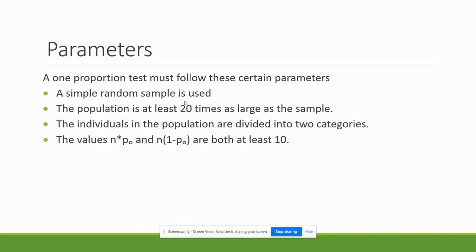So the conditions for a 1 proportion test: you've got to use a simple random sample. The population is at least 20 times as large as the sample. Individuals in the population are divided into 2 categories, and the values of n times P0 and n times 1 minus P0 are at least 10. You don't have to worry about it for this class. I will take care of that for you so your data works out. But in the real world, with smaller samples, a lot of times you can't do this, and you have to be careful of that.